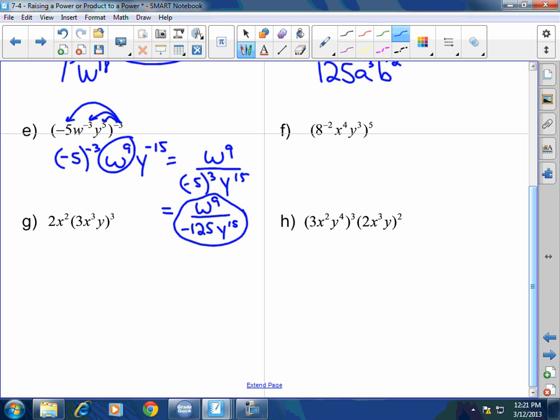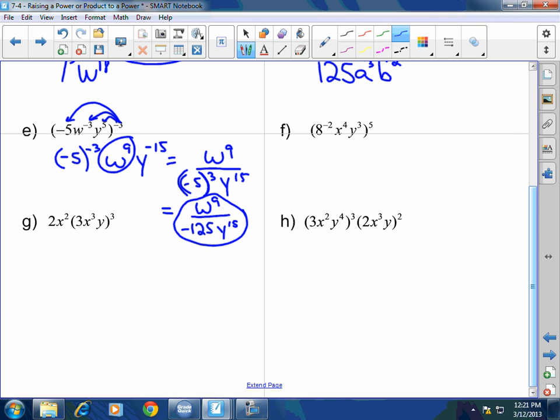Everyone see that? No. Why? Come again? You had to put the negative 5 in parentheses to know that the negative was being affected. But the y to the 15th, it's already being affected. It does not have to be placed into parentheses, sir. Next, I'm not going to make you solve the numeric value. Just give it to me all with exponents.